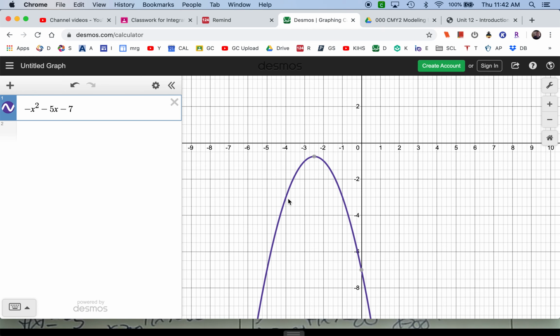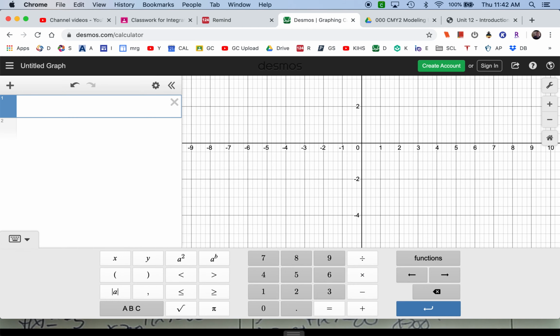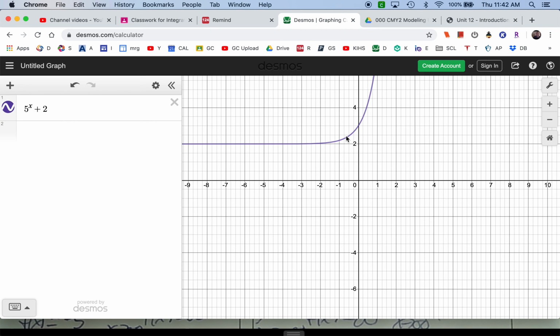The next one is 5 to the x plus 2. So 5 to the exponent x plus 2. What's happening as x approaches negative 1? So here's negative 1. So when you hit negative 1, what's the y value there? Right there, 2.2. So off a graph, can you find the limit? In this case, the limit and the function value are exactly the same because it's continuous.